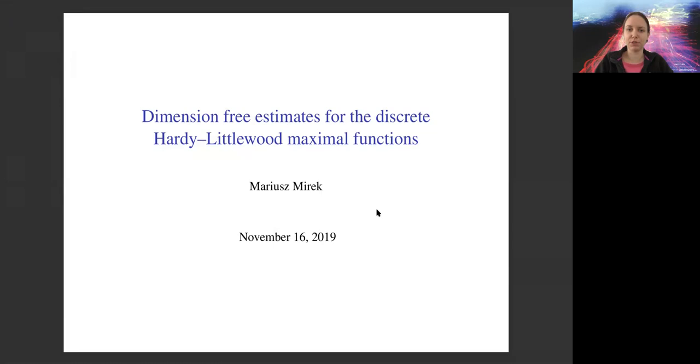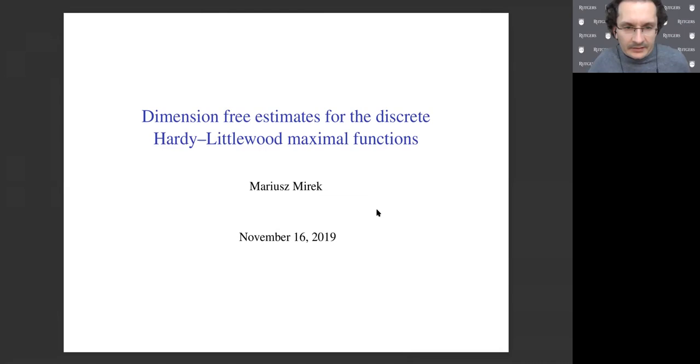Okay, thank you very much for the invitation. It's a great pleasure to give this talk today. So I'm going to talk about some recent progress on the dimension-free estimates for the Hardy-Littlewood maximal functions. And so let me start from some overview.